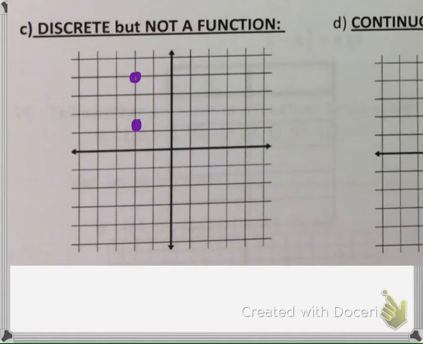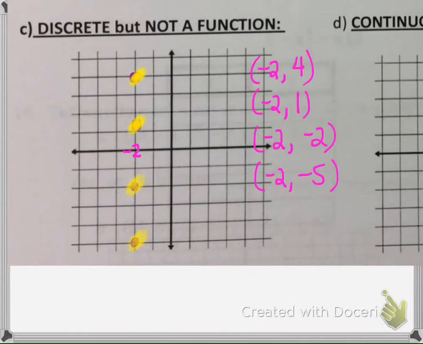Here's another example. That graph would be discrete, the points aren't connected, and it is not a function because when x is -2, it has a point here, a point here, a point here, and a point here. It has more than one y value. If we look at the ordered pairs for these 4 points, the definition of a function is every x should have one y, but when x is -2, it has this y value, this y value, this y value, this y value. That's why it is not a function. Let's look at another possibility.